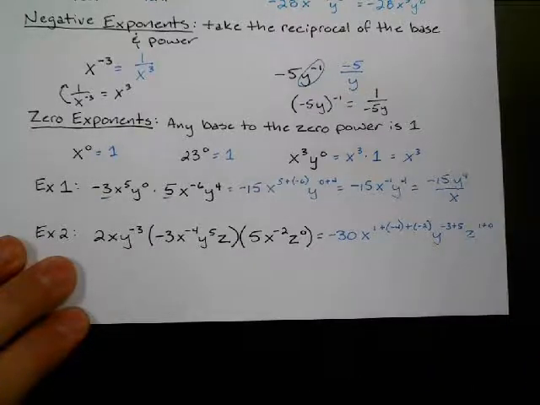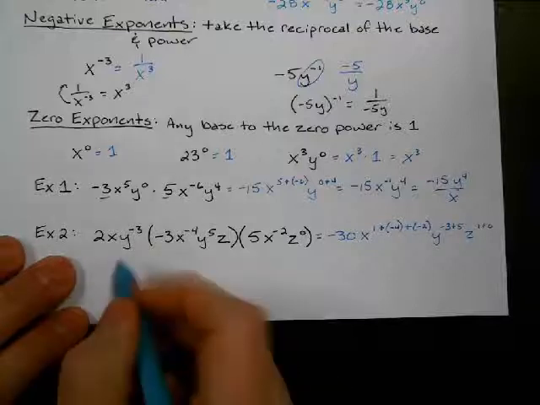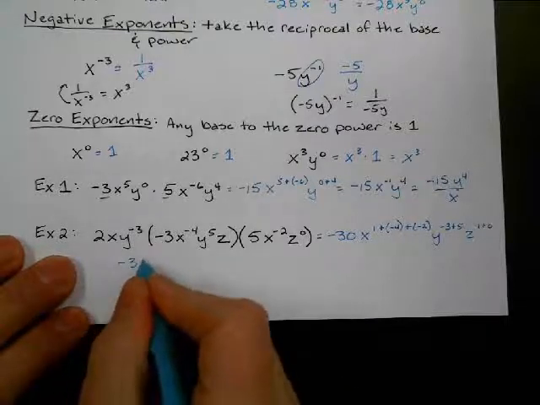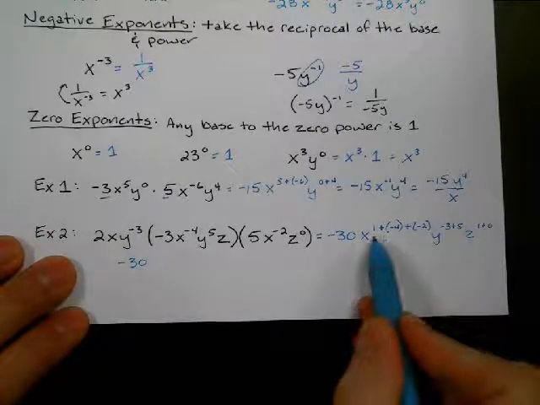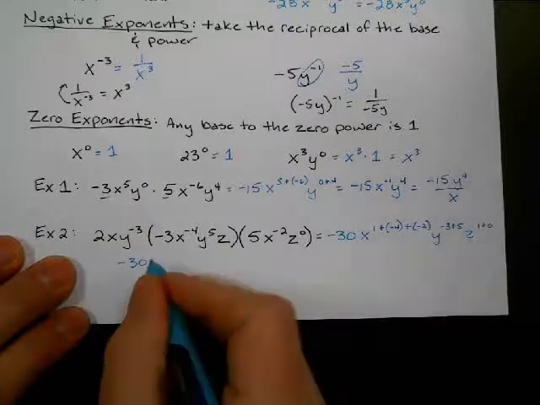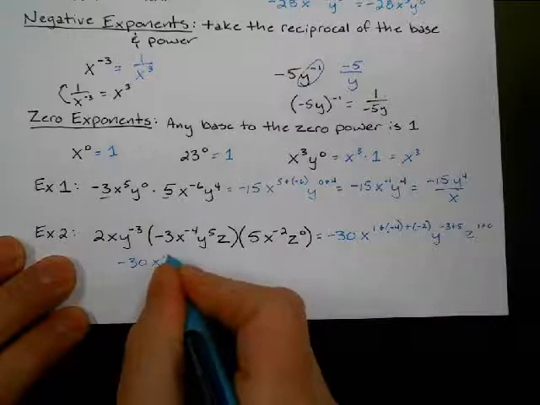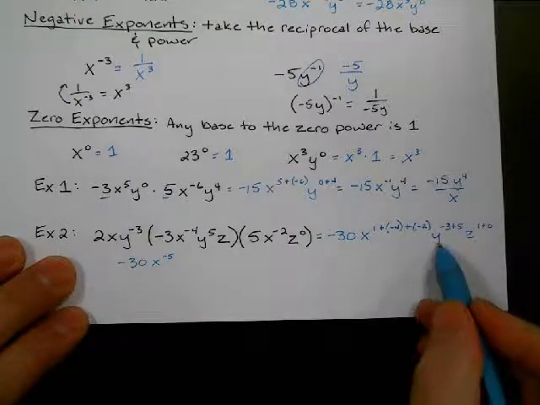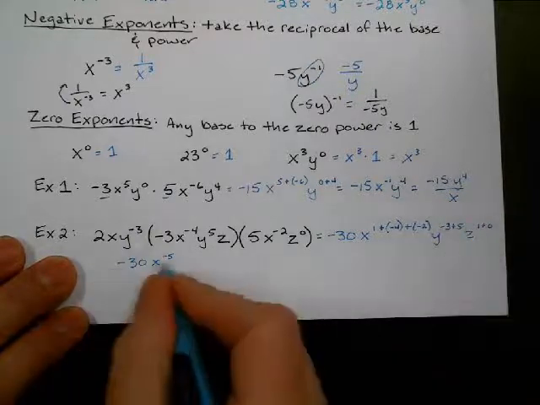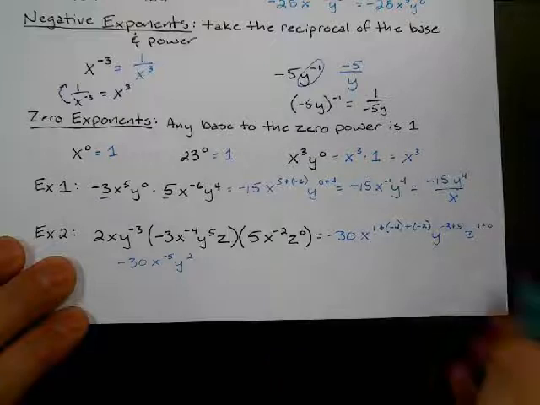All right, let's see what I got now. So I got negative 30, x to the 1 minus 4 minus 2, that's x to the negative 5. Y to the negative 3 plus 5 is 2. And z to the first.